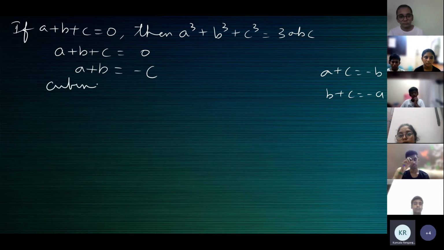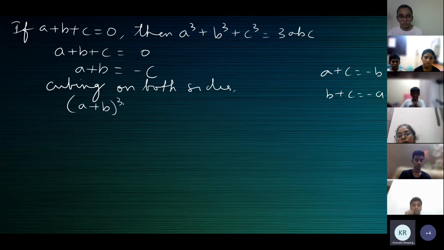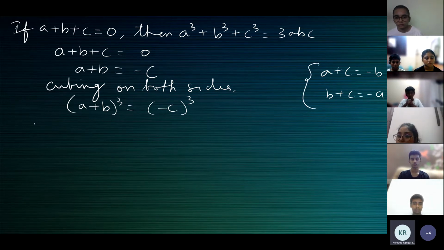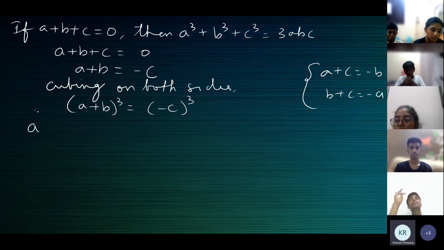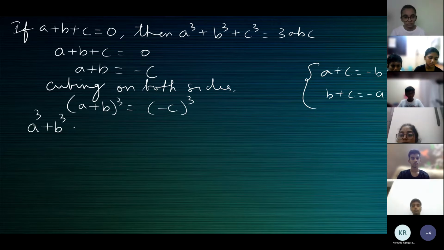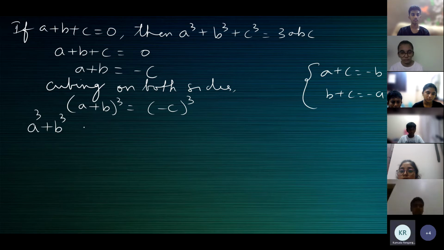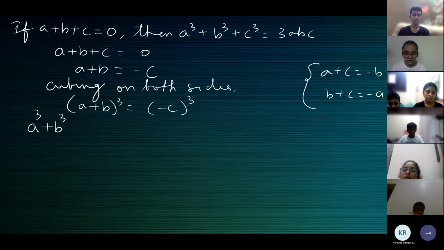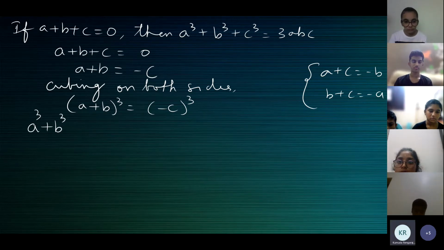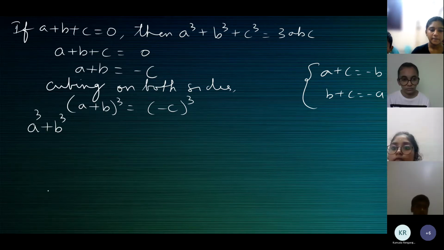Now cube on both the sides. When you cube on both sides, it looks like a plus b the whole cubed is equal to minus c the whole cubed. If you write it the other way also, you should do the same procedure. Now what is a plus b the whole cubed? It is a cubed plus b cubed plus 3a square b plus 3ab square.